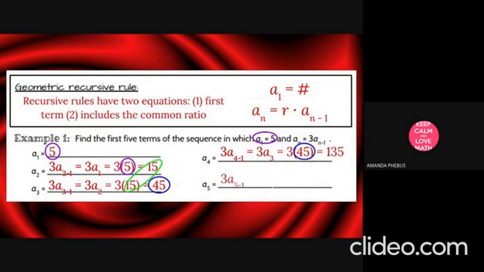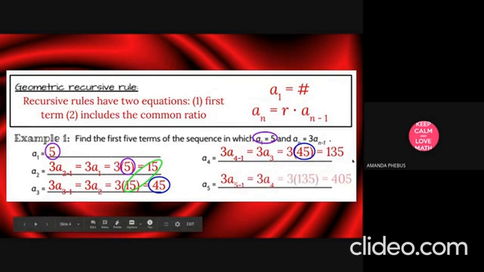A sub 5 is going to be equal to 3 times a sub 5 minus 1. And so that 5 minus 1 is going to reduce down to a 4. So we've got 3 times a sub 4. And a sub 4 is that last number that we just found. So we really want to take 3 and multiply it by 135, and we get 405. And yes, those are the same 135s. Our sequence is 5, 15, 45, 135, and 405.